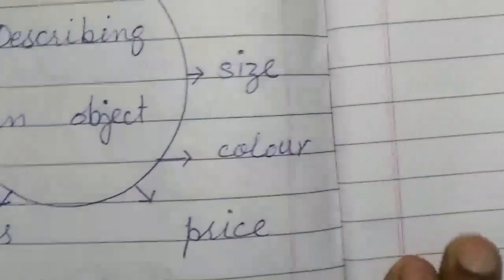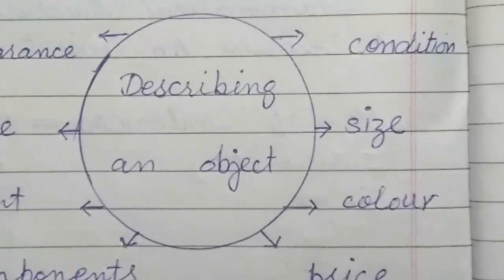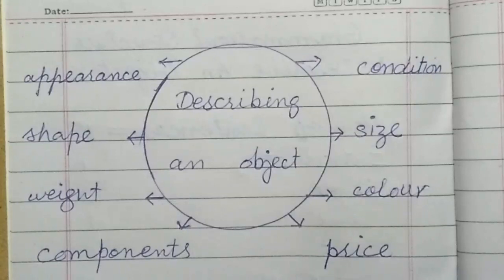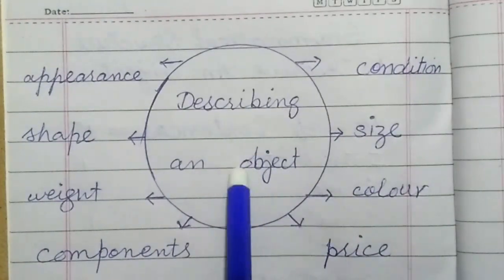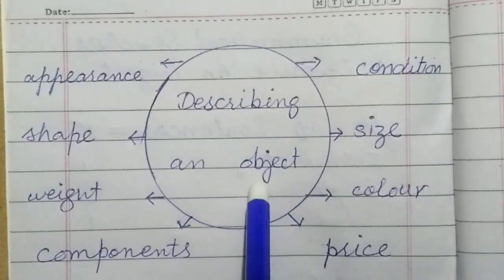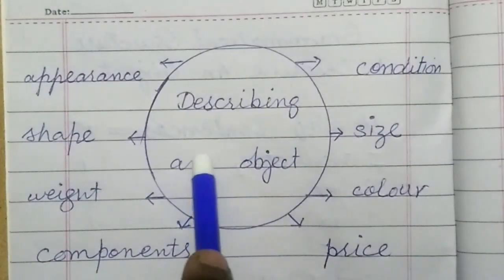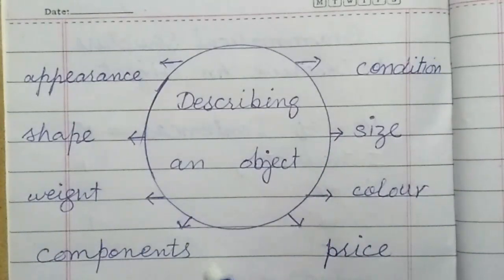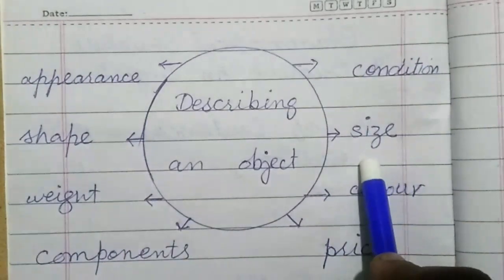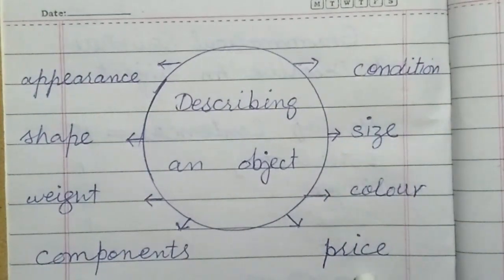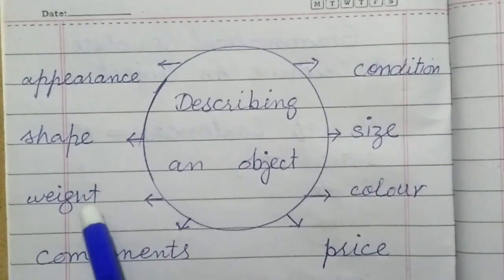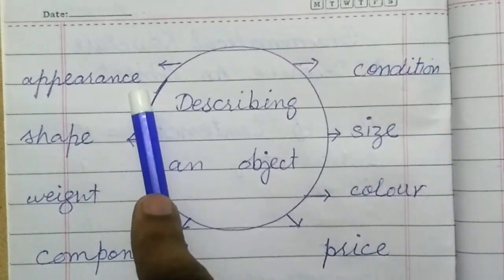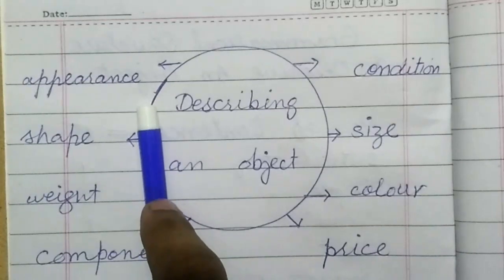Dear students, there is a web to describe how you will write the sentences. Dear students, this is the web describing an object. Dear students, you will make sentences and describe the object using the condition of the object, size of the object, color, price, components, weight, shape and appearance of the object. These are 15 sentences and the structure has been described to you.